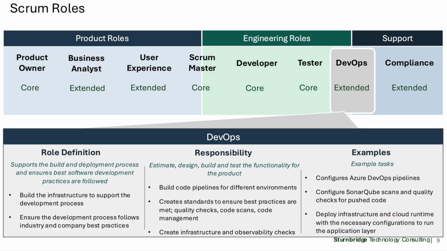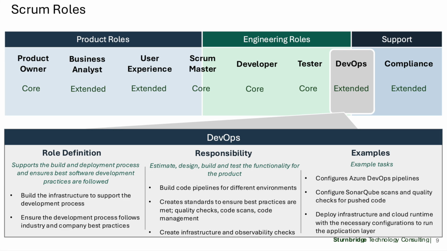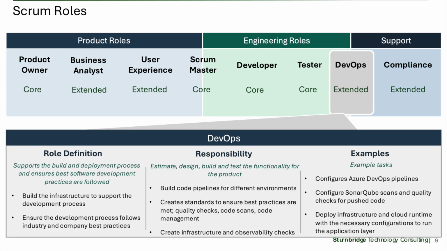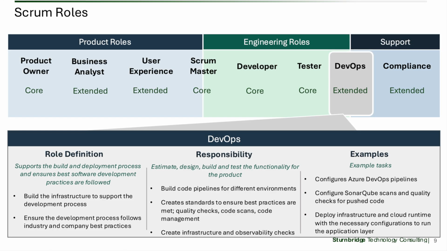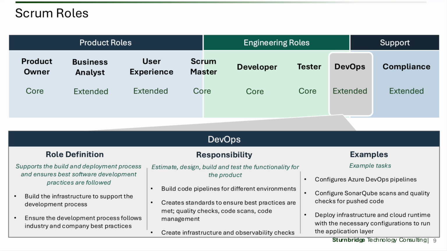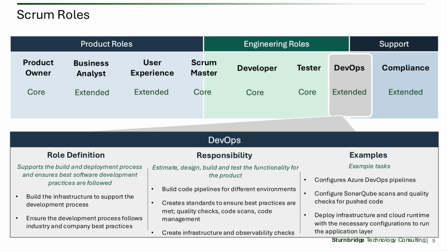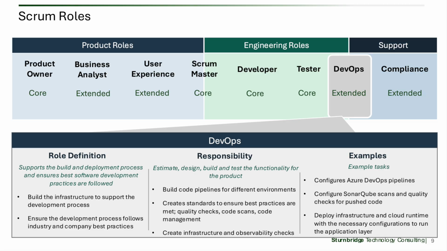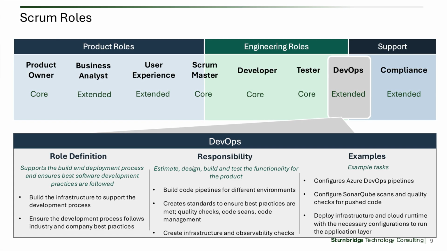DevOps is another extended role that becomes essential as teams mature. Scrum teams are expected to deliver working software iteratively, but that only works if the engineering pathway from code to deployment is stable and repeatable. DevOps supports that pathway. This role helps establish pipelines, infrastructure, automation, environment management, and engineering standards that make delivery reliable. DevOps often includes responsibilities such as creating deployment pipelines, configuring environment settings, enabling code quality checks, supporting observability, and building infrastructure needed for the application to run.